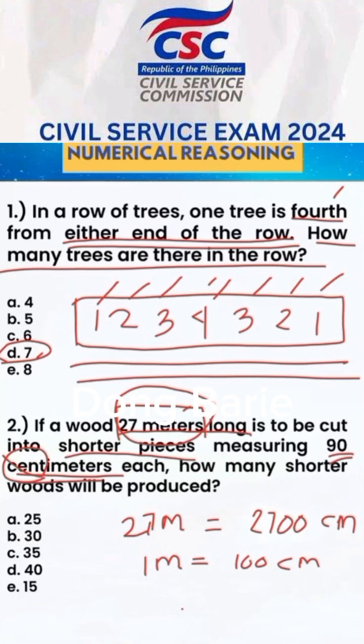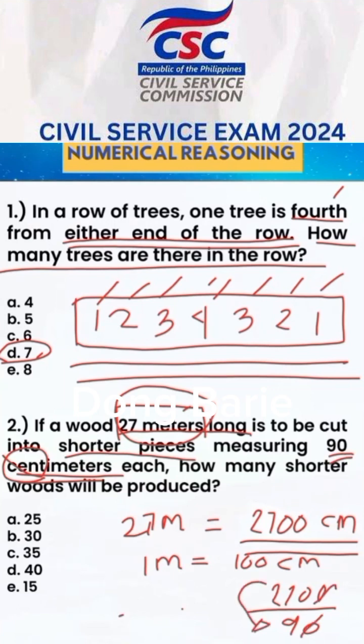So, nakuha po natin itong 2,700 centimeters, i-divide lang po natin into 90. Okay. So, divide natin into 90. Okay. So, cancel natin itong isang 0. 270 divided by 9 is equal to 30. So, 30 pieces ang makukuha dito sa 27 meters long. The answer is letter B.